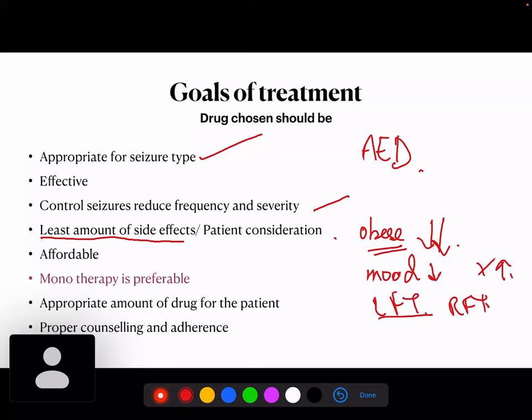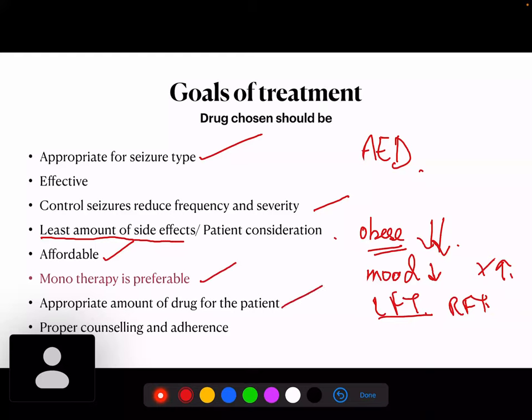So sometimes the thing is that the side effects may be minimum. Otherwise, the better option is that the patient needs that medication, and it is per patient basis. It must be affordable. You can't give a medication that costs 600 or 500 rupees to someone who earns 300 rupees a day. So that's not practical. You must try to give monotherapy.